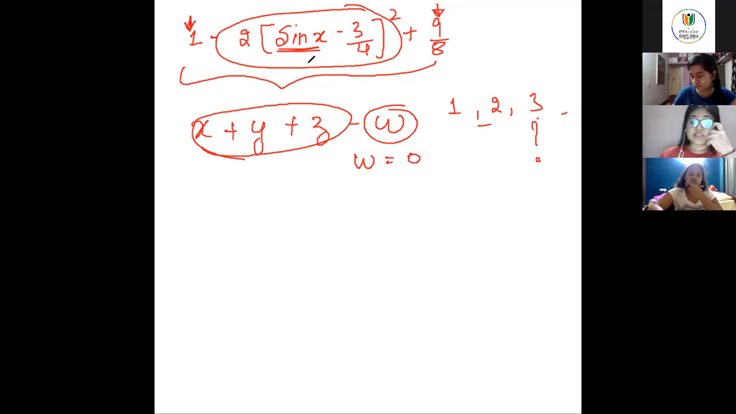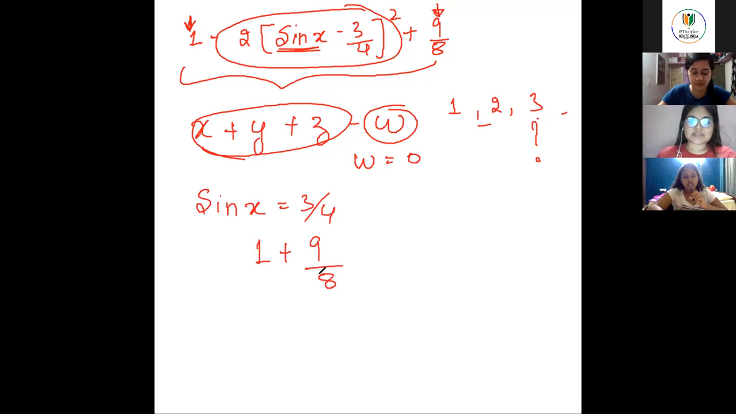So it's easy and it's obvious that we should make this function 0. How can I make this function 0? If sin x is equal to 3 by 4, then this function will become 0. Then I'll get the maximum value of 1 plus 9 by 8. What's the answer? 17 by 8. Any doubt in this?